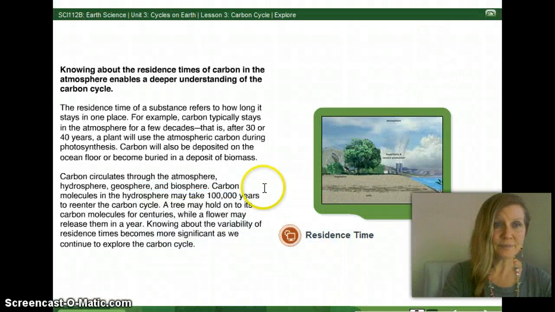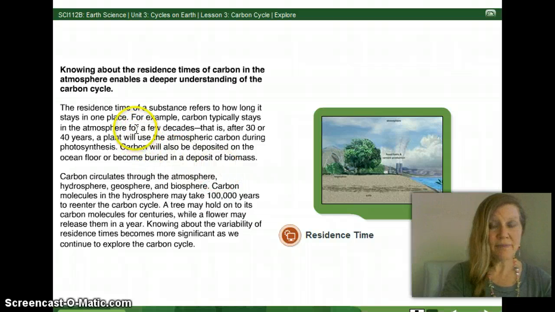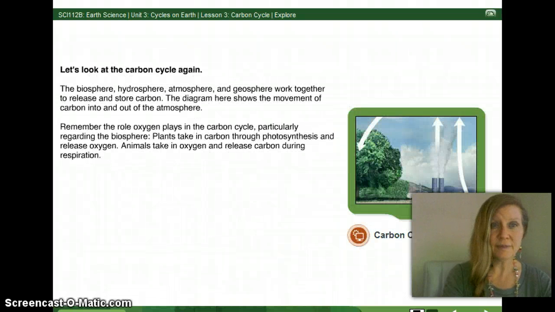Resident time. So again, it's referring to how long the carbon stays in one place. And one example it talks about is carbon typically stays in the atmosphere for a few decades. That is, after about 30 or 40 years, a plant will use the atmospheric carbon during photosynthesis. And carbon again circulates through the atmosphere, the hydrosphere, the geosphere, and the biosphere. And carbon molecules in the hydrosphere may take 100,000 years to re-enter the carbon cycle. So you can see how this is very important when you're considering the concept of global warming.